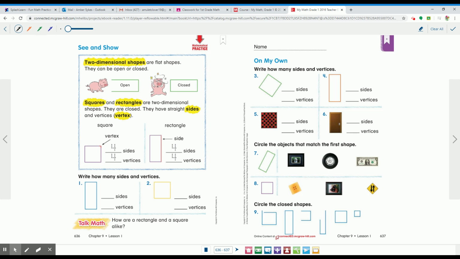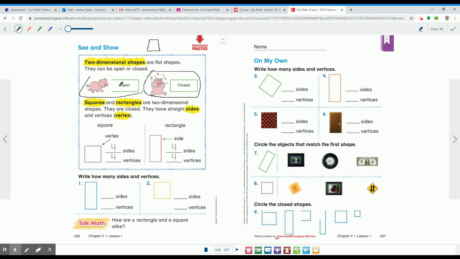Boys and girls, this week in math, we're learning about shapes. So, two-dimensional shapes are flat shapes. They can be open or closed. All right, so a flat shape is like a shape you'll see on a piece of paper. It is flat. Like if you were to draw a square on this paper, this is a square. This is a flat shape. This is a two-dimensional shape. It is flat. All right.